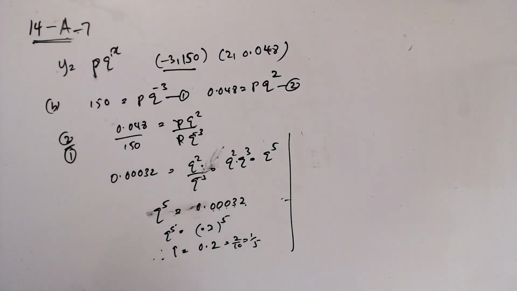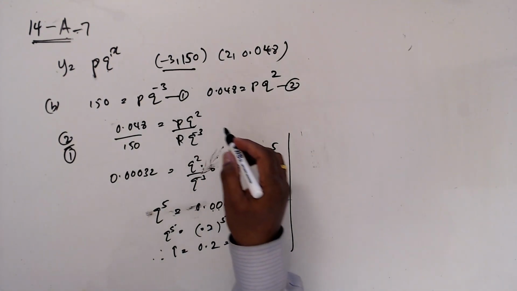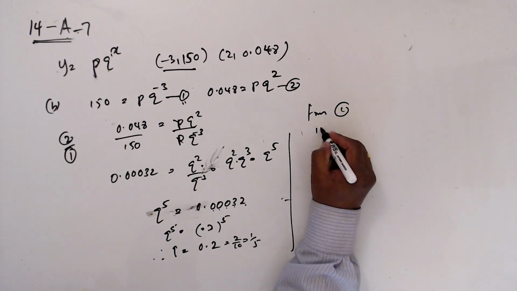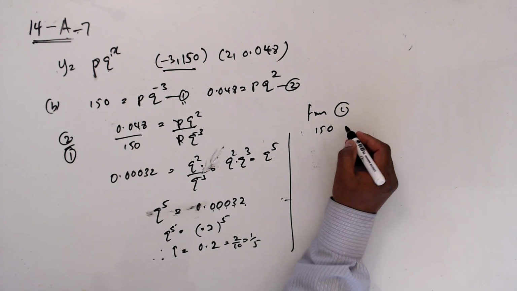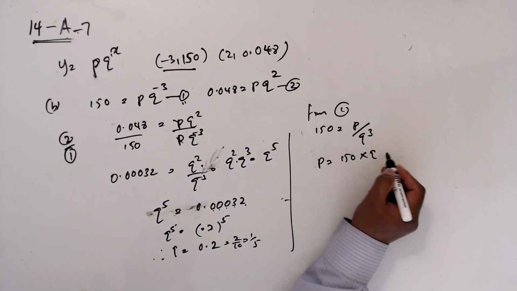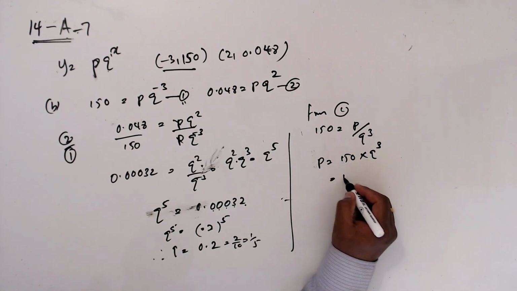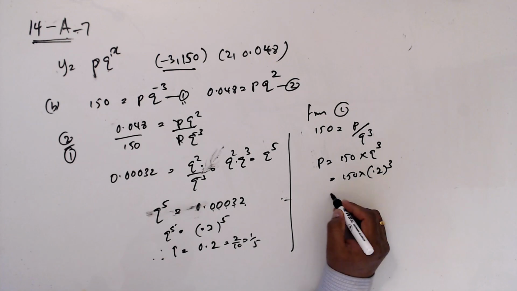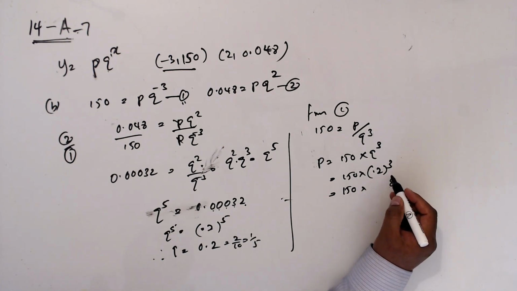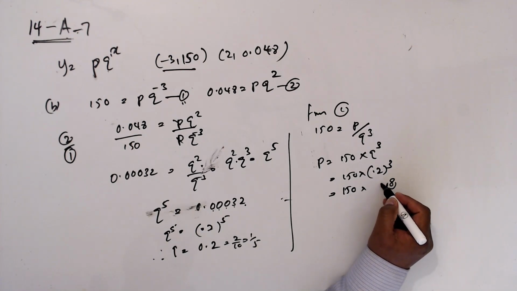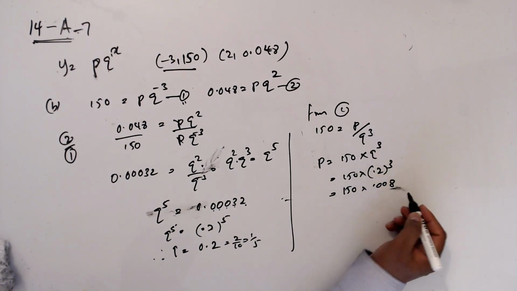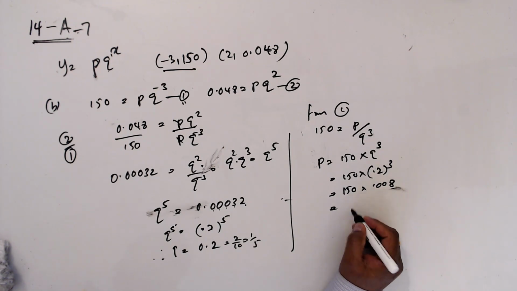Now, which one is the easy one? We'll stay with this one. From 1, 150 equals p over q cubed. I bring it down, then p equals 150 times q cubed. So 150 times 0.2 to the power 3. So this is going to be 1.2.